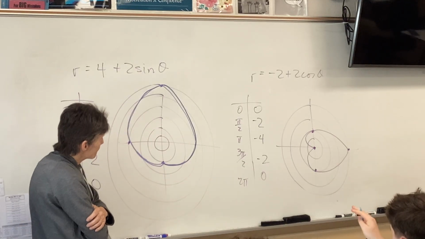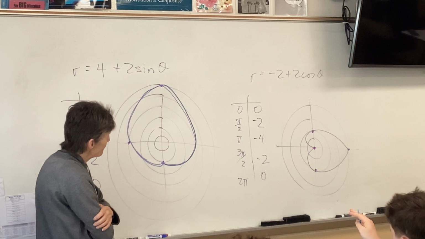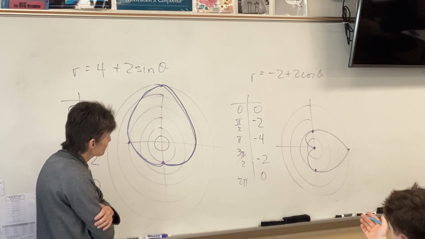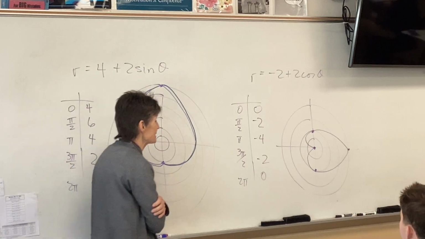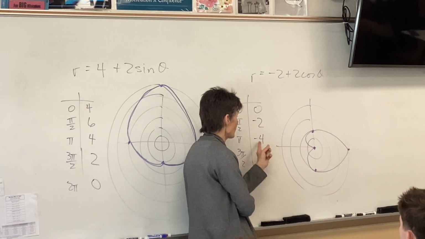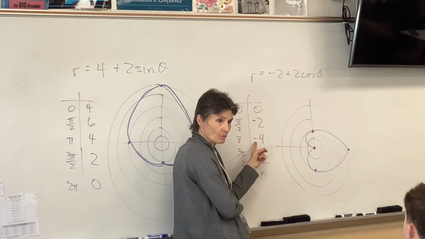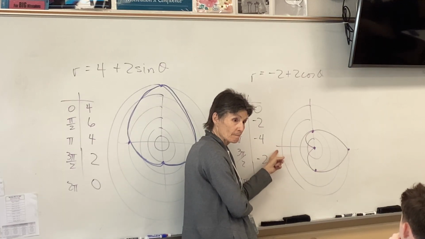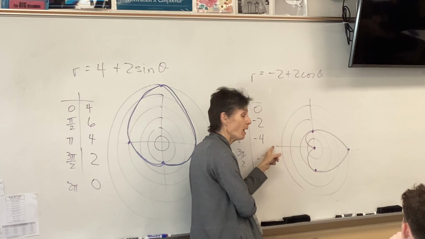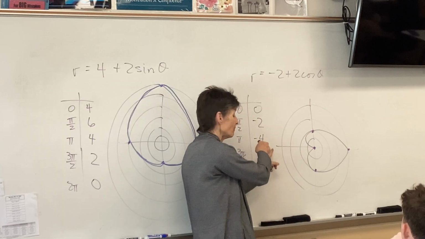On the pi is -4. Would that point not be out here? No, because it's -4. So remember, that means you go the opposite direction. If it were +4, it would be out here. Okay. But here's angle pi with a -r.